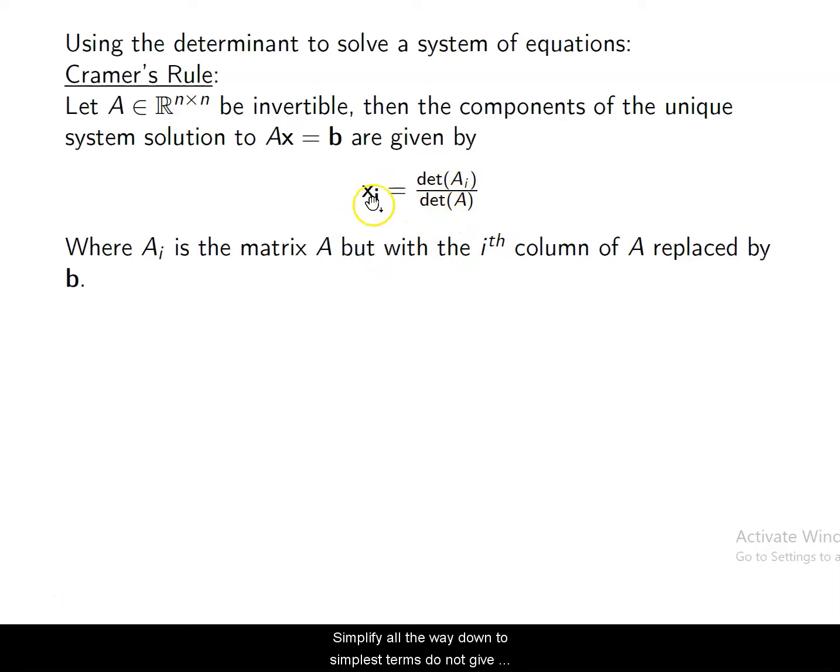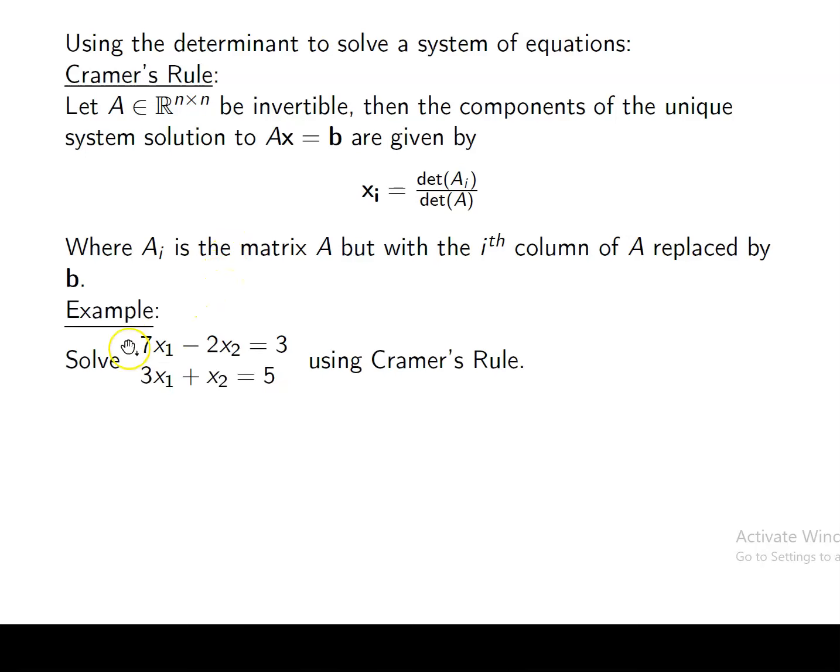Simplify it all the way down to simplest terms. Do not give me decimal values. I will mark you down for decimal values as well, as you have likely seen in this class already. Okay. So, example. Let's say we solve this simple 2x2 system where it equals 3 over 5 using Cramer's rule.